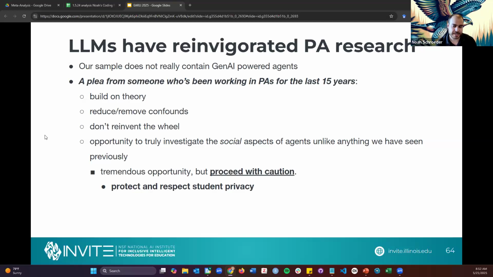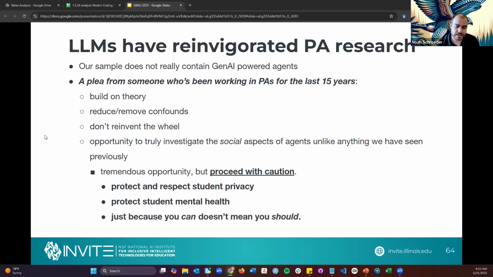Please protect and respect student privacy. I am a big believer in privacy by default. I know that that is challenging in a research space, but please be thinking about that. Second, please protect student mental health, okay? Especially as we start to think about longer term interactions with agents. There's been this question of how students develop relationships with agents over time. This goes beyond just education and moves into other aspects of psychology. So please keep the students at the forefront of your mind as you're thinking about and designing studies.